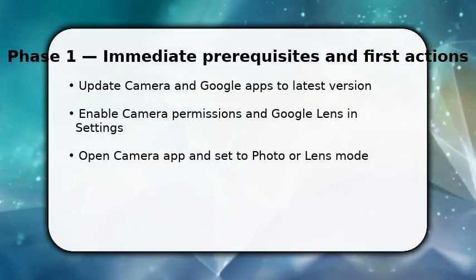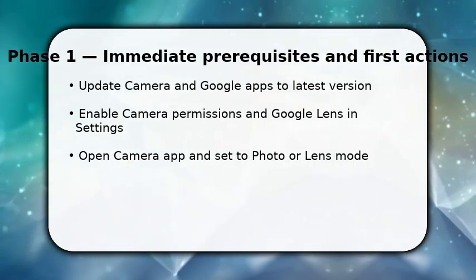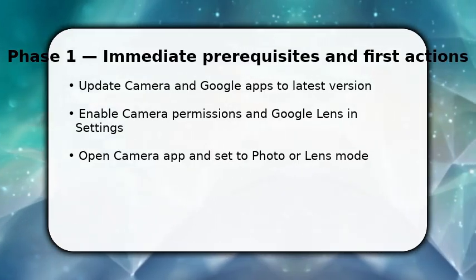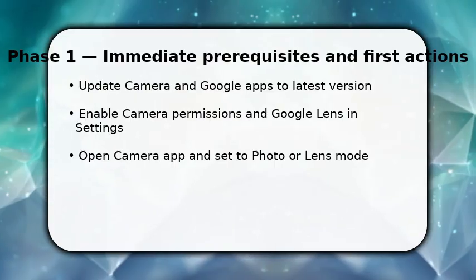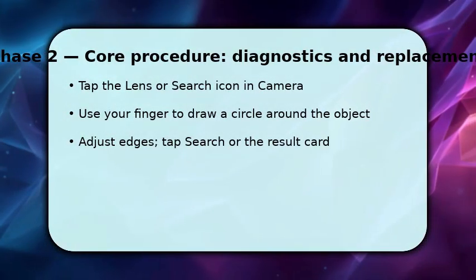Now open the camera app and set it to photo or lens mode. You want the live view active. This gets you immediately to the point where you can draw a selection, so you don't waste time toggling modes later. Next, tap the lens or search icon visible on the camera screen.